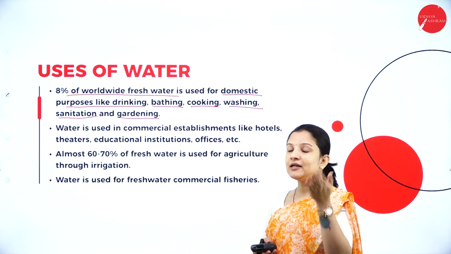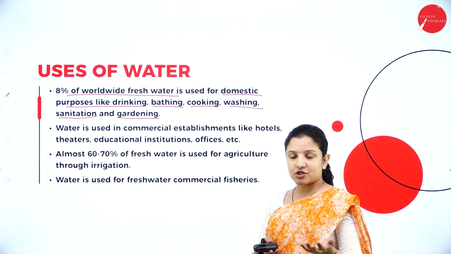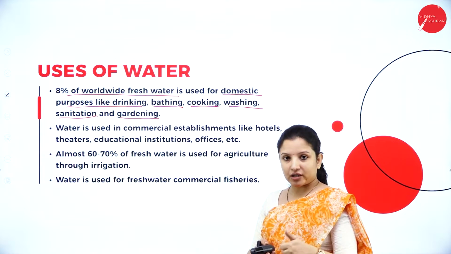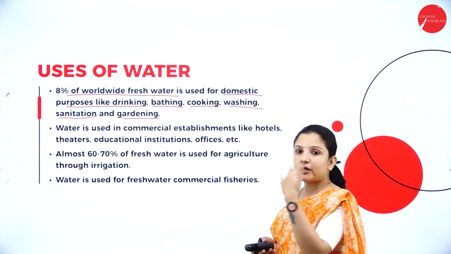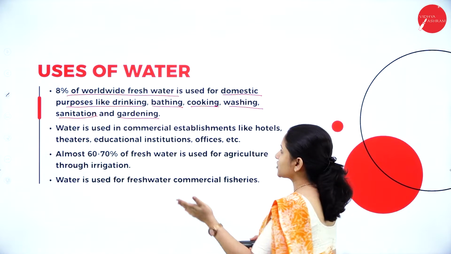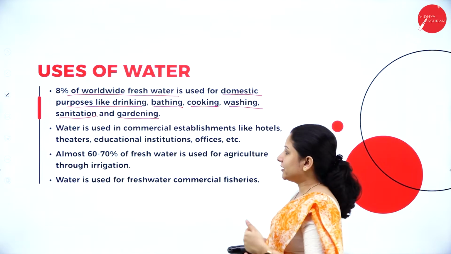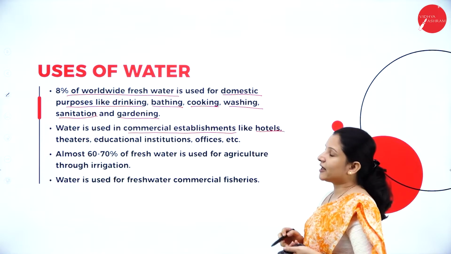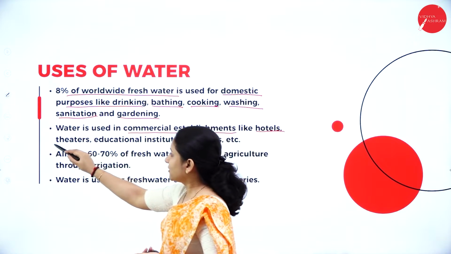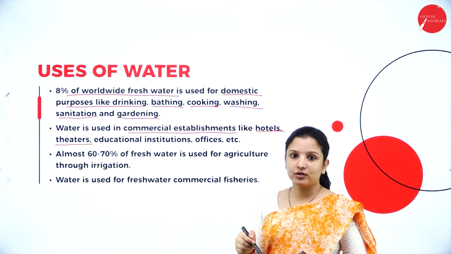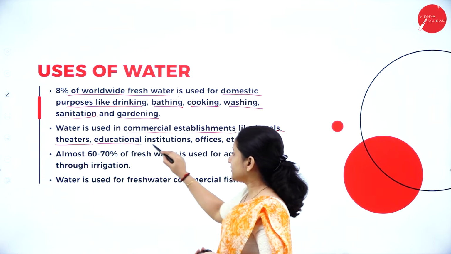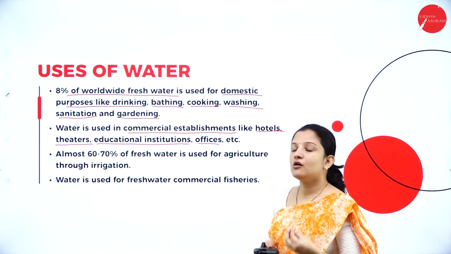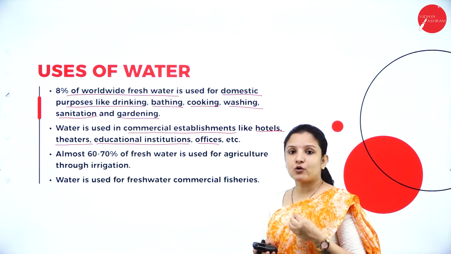Among that 1%, the maximum amount is used for agriculture. The remaining is used for domestic purposes such as drinking, bathing, cooking, washing, cleaning, that is sanitation, then gardening and all that. Water is also used in commercial establishments like hotels, where a large amount of water is used. In theatres, especially to run the air coolers, water is used. And in educational institutions and offices also water is used. So for commercial purposes also, fresh water is being used on a large scale.